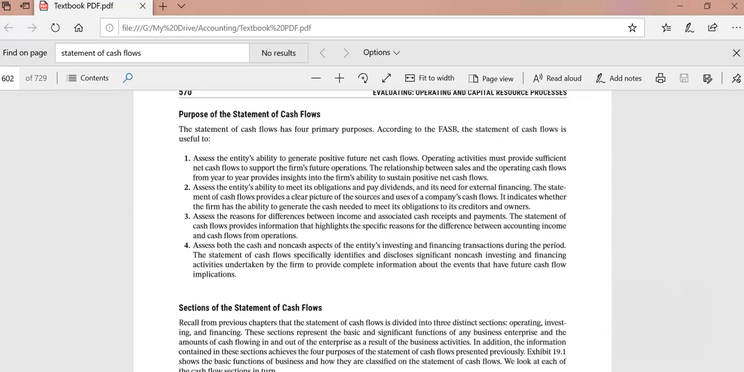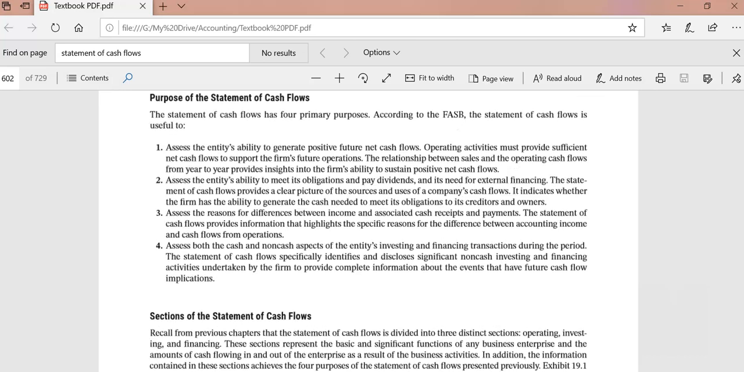What you need to understand about the statement of cash flows is that it's not income. A lot of beginning accounting and finance students get confused with cash and think it's income. It is a totally separate thing. It's broken down into three different parts: operating, investing, and financing activities. I'll get to more of that in a second.